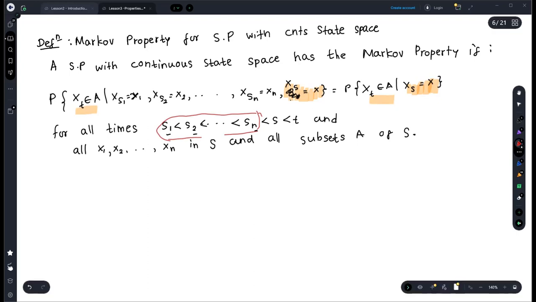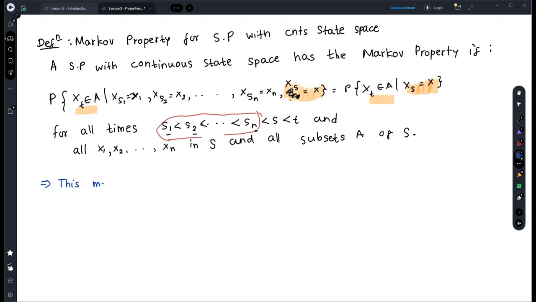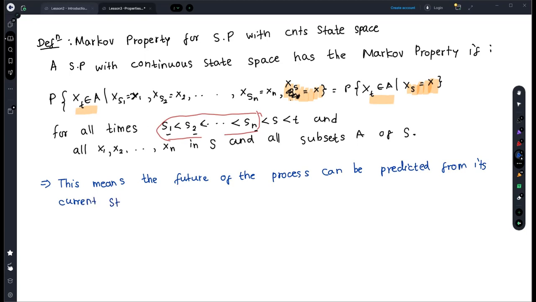So you can mention this in simple terms. This means the future of the process can be predicted from its current state alone. That's the only thing you need, without any information from the history.